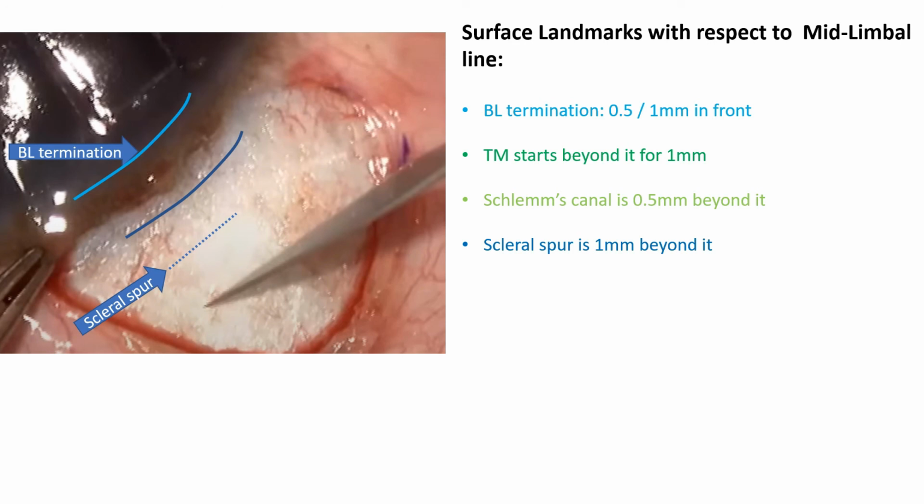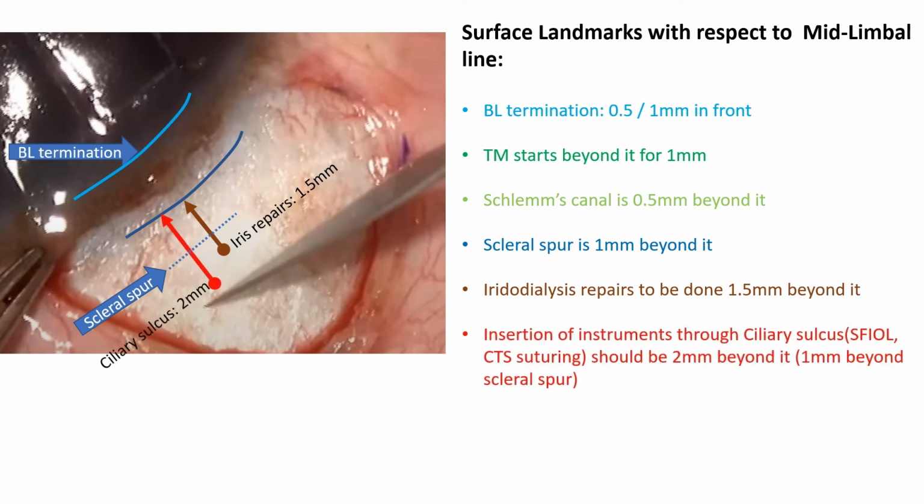Now, we know the root of the iris starts from behind the scleral spur. So, anytime we have to do an iridodialysis repair or identify the insertion of the iris, this is 1.5 mm behind the mid-limbal line. Now for complex anterior segment surgeries like for SFIOL, for capsular tension ring suturing, all the instruments have to pass through the ciliary sulcus. So this should be measured 2 mm beyond the mid-limbal line or 1 mm beyond the scleral spur. The pars plana starts 3 mm beyond it. So that's why for pars plana vitrectomy, we go 3 mm behind the mid-limbal line.